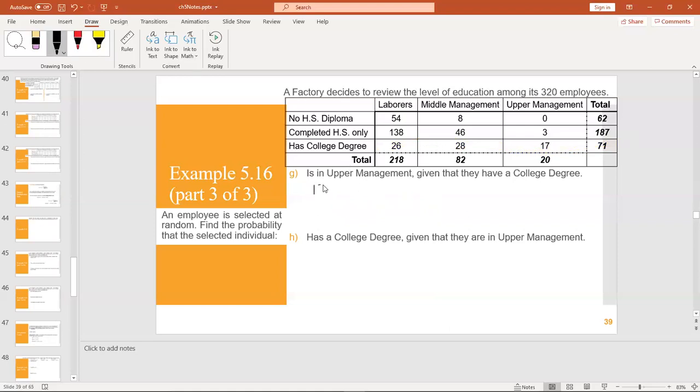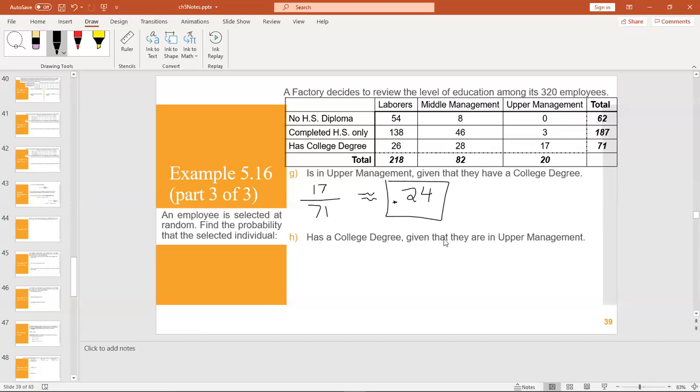Everything else is irrelevant to us. We're only interested in those with a college degree. Of those with a college degree, 17 out of those 71 people are in upper management. Let's find out what 17 out of 71 is. That is 0.24, so roughly a 24% chance that a person meets that description.